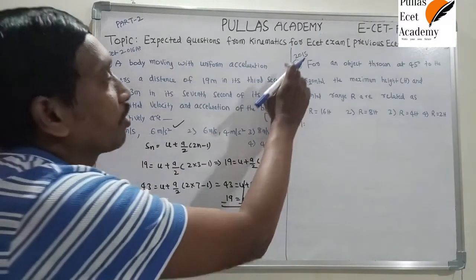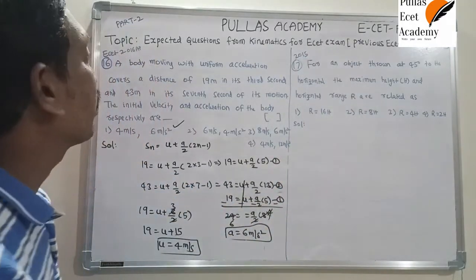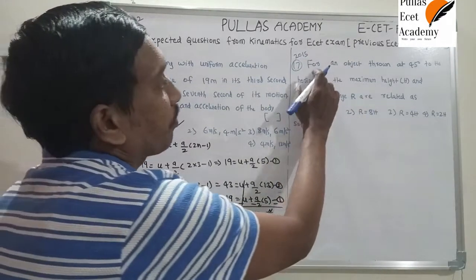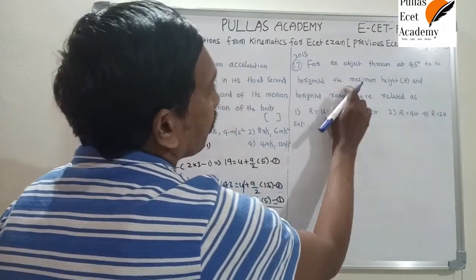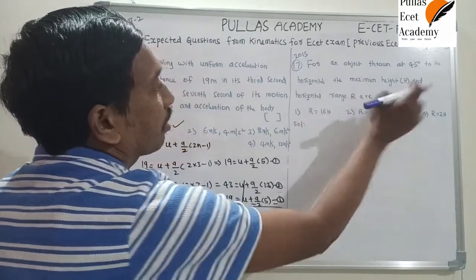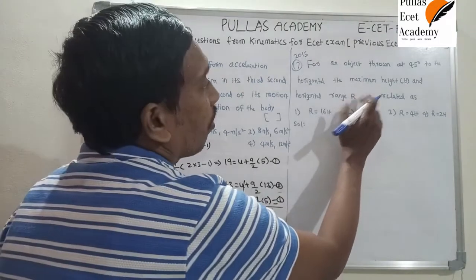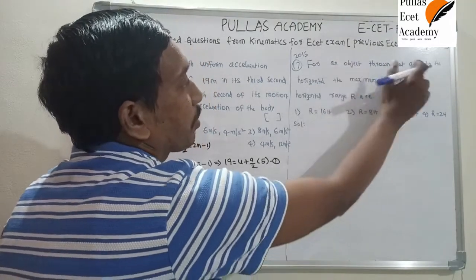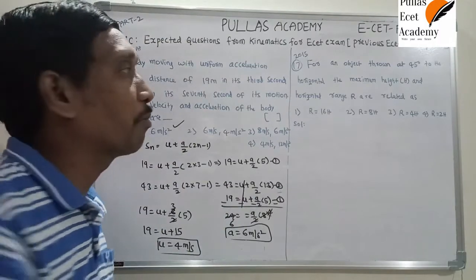Now we are going to the next question. This was repeated in the 2015 ECET question paper. For an object thrown at 45 degrees to the horizontal, the maximum height is capital H and the horizontal range is capital R. What is the relation between R and H? It is projected at an angle of 45 degrees. This is the oblique projectile model.